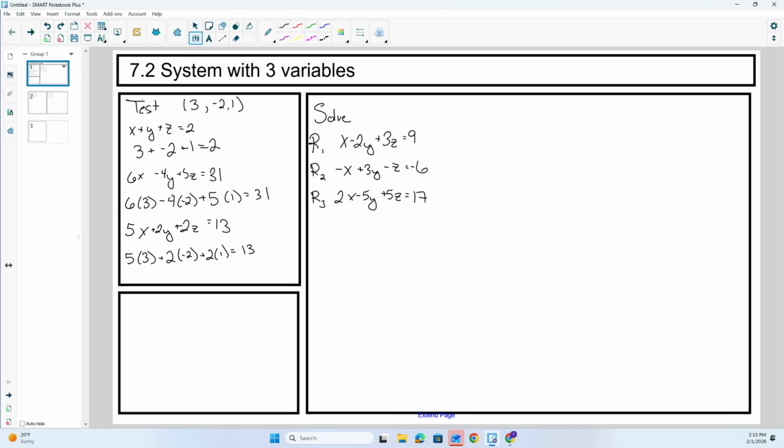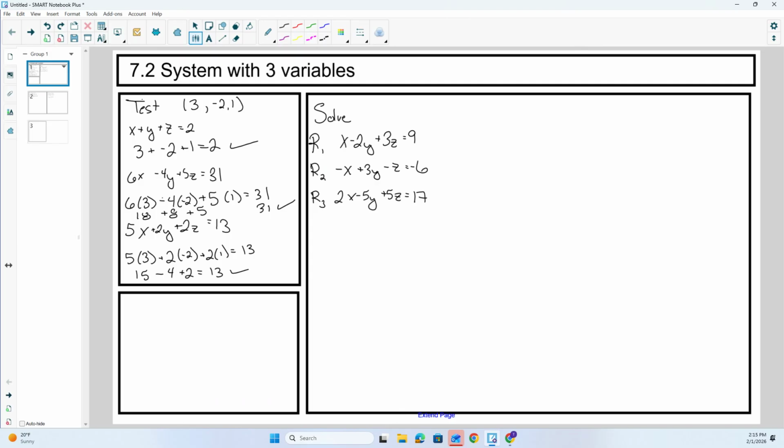All right, we're going to test all these. Well, let's see here. 3 minus 2 is 1 plus, so this one's good. We have 18 plus, because that's a negative times a negative, 8 plus 5. So 18 plus 8 is 26, plus 5 is 31. So yes, that is good as well. 5 times 3 is 15. This is going to be minus 4 plus 2. And yes, that's 13. So that is a correct solution.